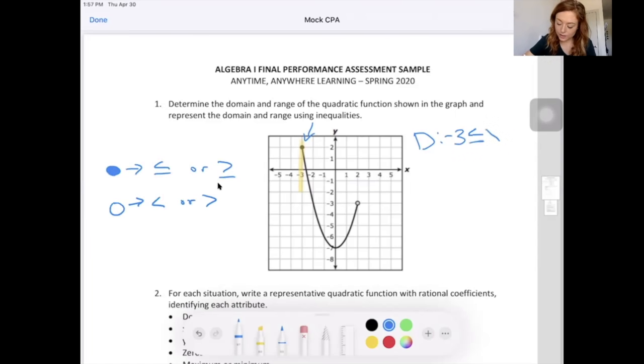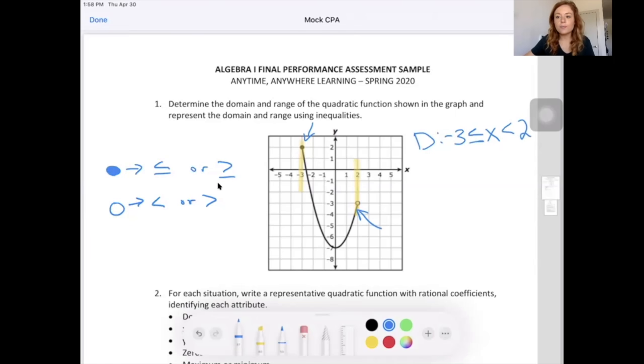Domain is our x values. And then we're gonna have another less than sign, but let's see how far right do we go? So we go all the way to 2, and it's an open circle. So I'm gonna leave it with just a less than and put 2. That's my domain, that's it, okay?